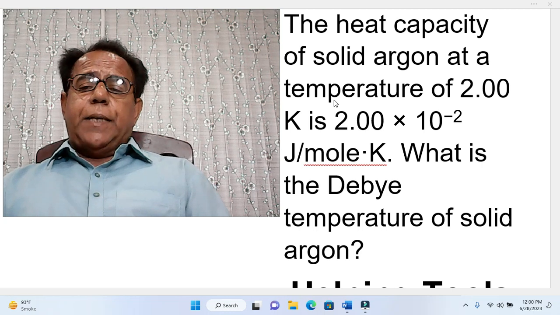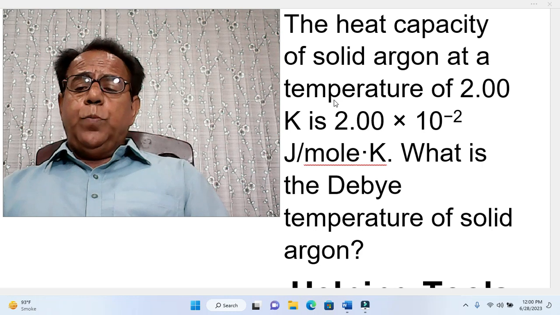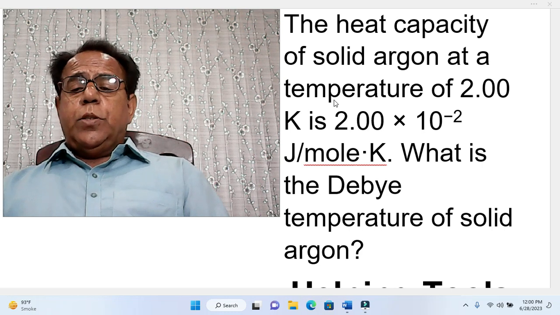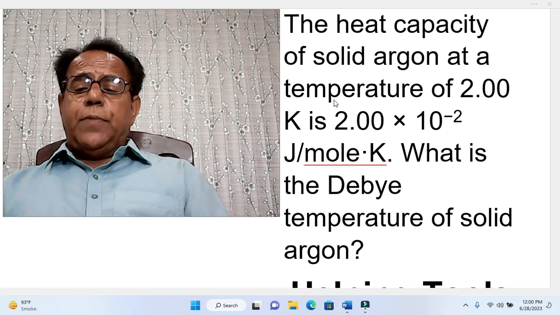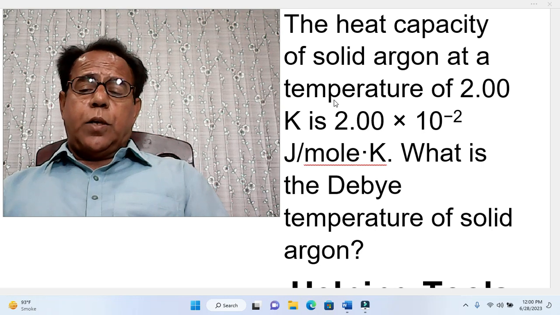The heat capacity of solid argon at a temperature of 2.00 Kelvin is 2.00 × 10^-2, that is to say 0.02 joule per mole Kelvin. What is the Debye temperature of solid argon?